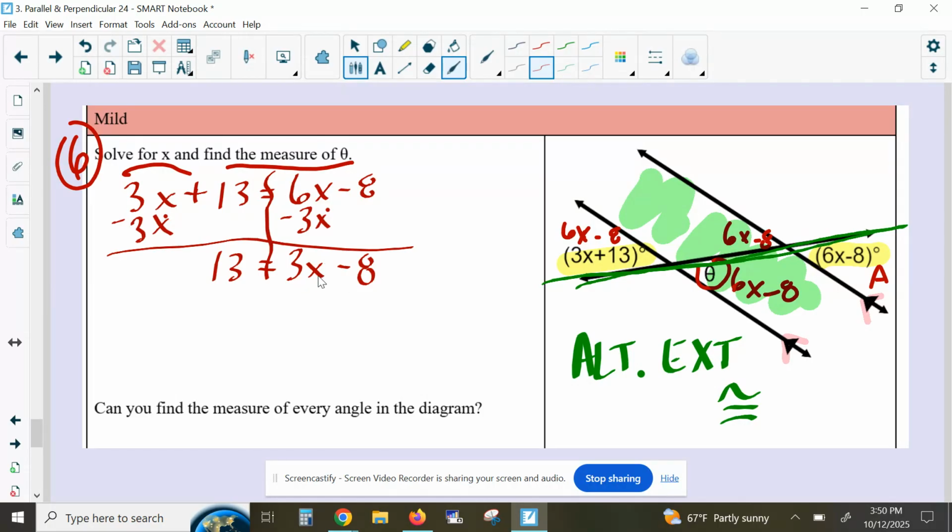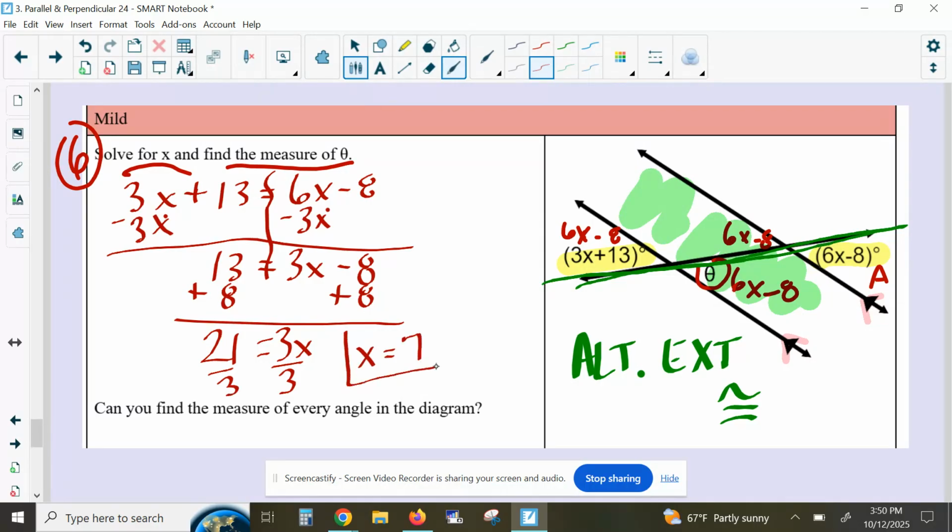Now I'm going to try to get x by itself. So I'm going to add 8 on both sides. So I'm going to get 13 plus 8 is going to give me 21 is equal to 3x. And then to get x by itself, I'm going to divide out the 3. And I'm going to end up with x is equal to 7. So I did solve for x. Now I need to find the measure of theta.